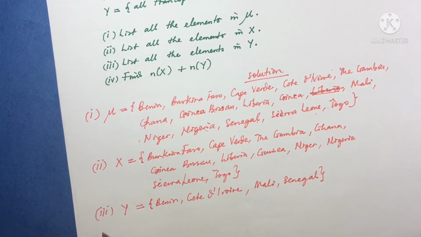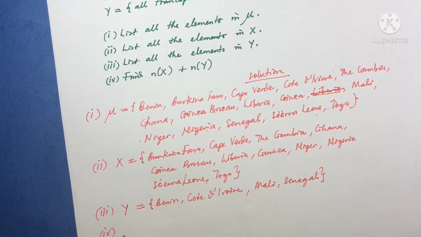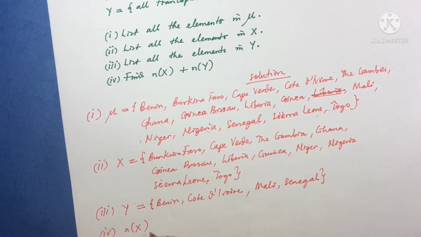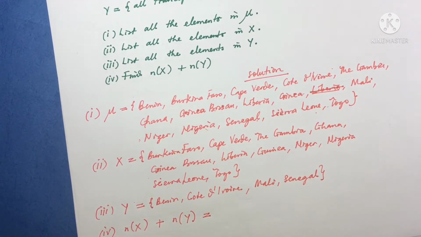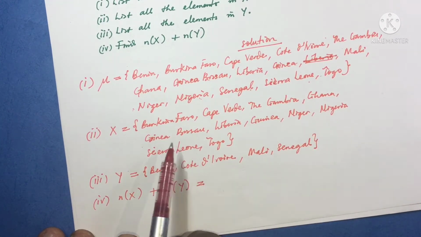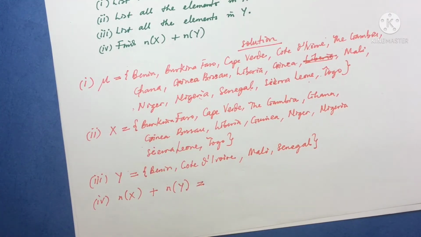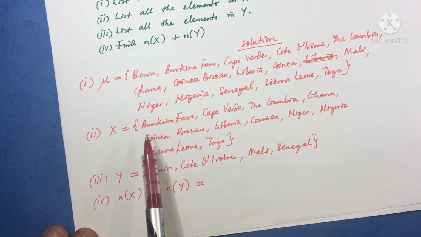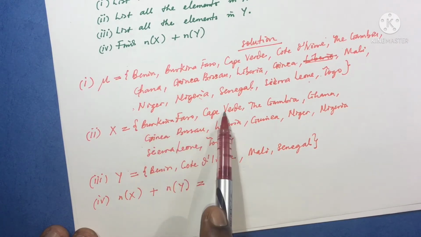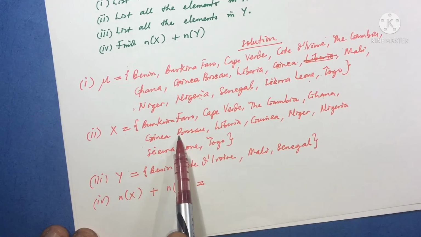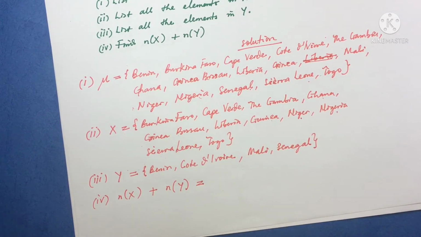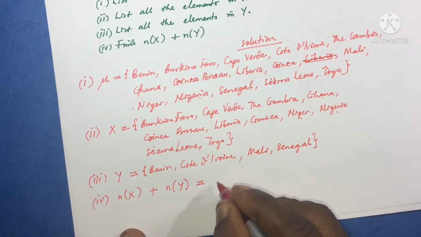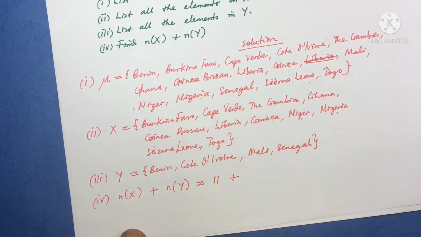Okay. So now IV. In IV, we are asked to find the cardinality of X plus the cardinality of Y. So how many countries do you have in X? The number of countries you have in X will make the cardinality of X. Okay, so what's the cardinality of X? 1, 2, 3, 4, 5, 6, 7, 8, 9, 10, 11. So in my own description of the Anglophone countries, there are 11 elements in X. So I'm going to write here 11 for the cardinality of X.